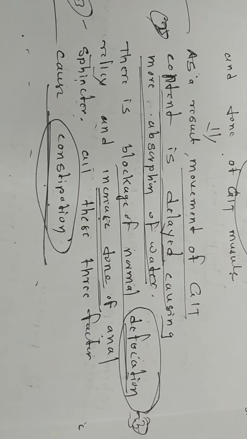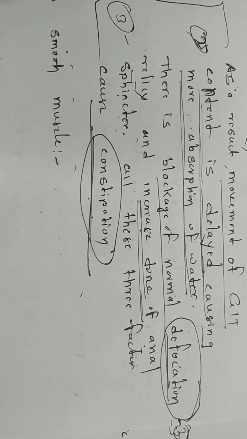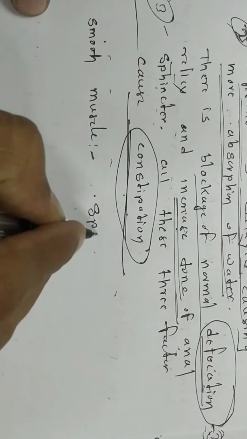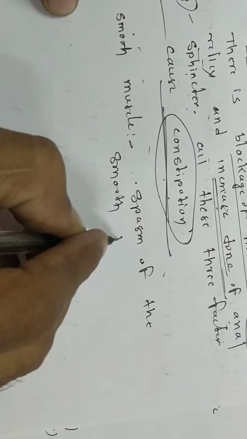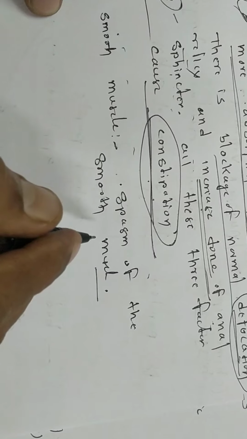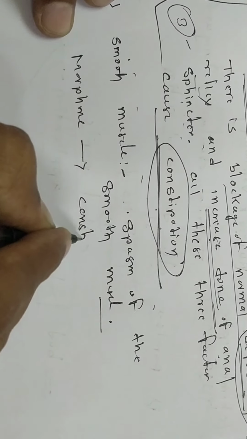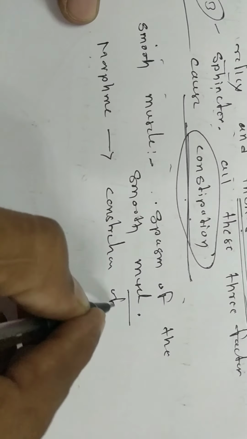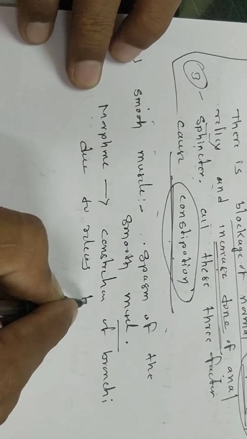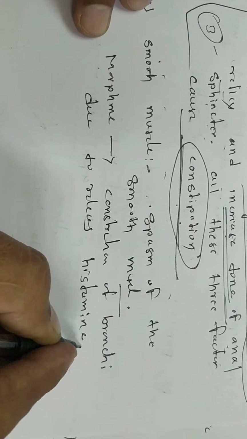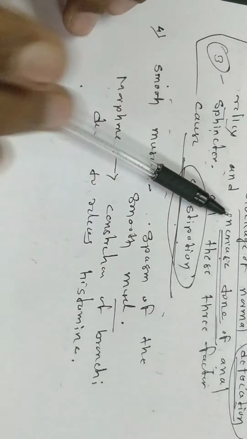Now last, the pharmacology on smooth muscle. Morphine produces spasm of most smooth muscle, and constriction of the bronchi, due to the release of histamine. Okay, do you understand? So it is never used in asthmatic patients.